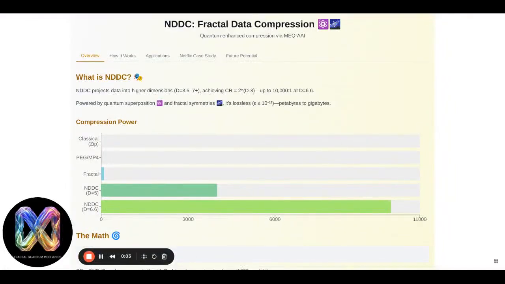Welcome, everyone. Today, I'm excited to introduce our groundbreaking N-dimensional data compression technology, or NDDC. This quantum-enhanced fractal compression method represents a paradigm shift in data storage and transmission capabilities, with applications spanning nearly every data-intensive industry. Let's start with an overview of what makes NDDC special.